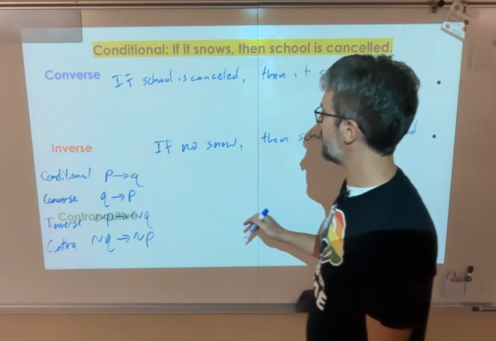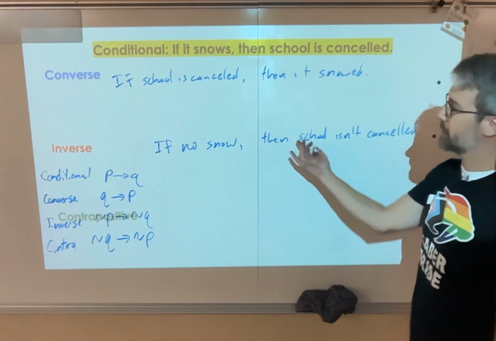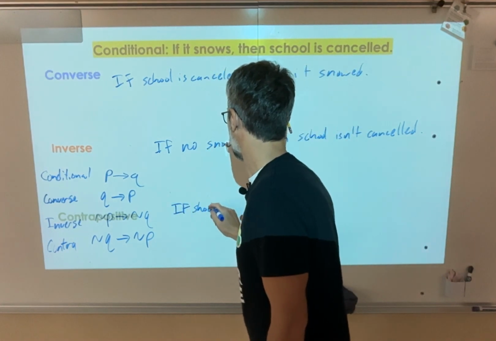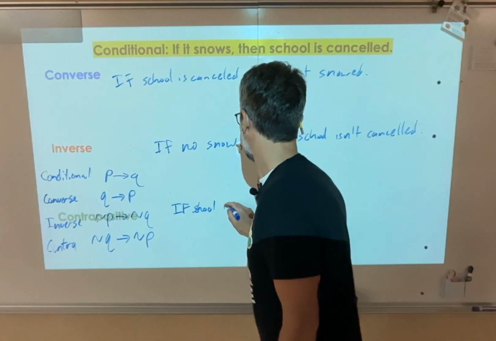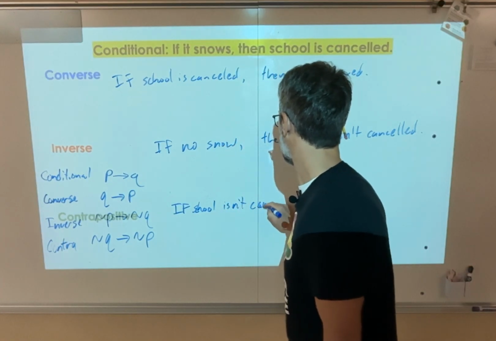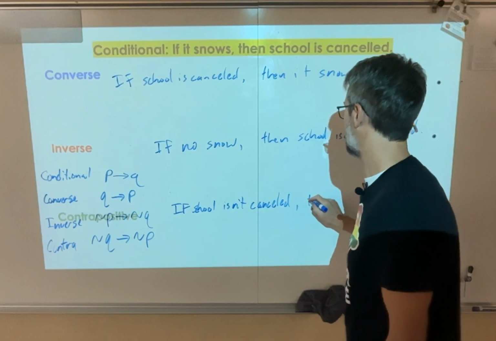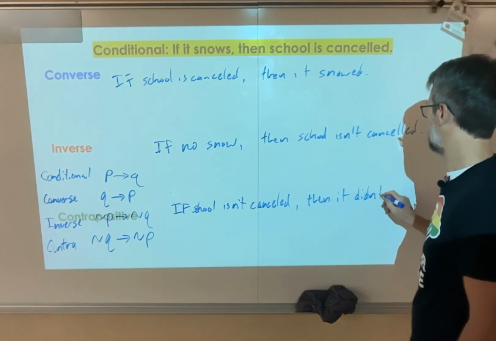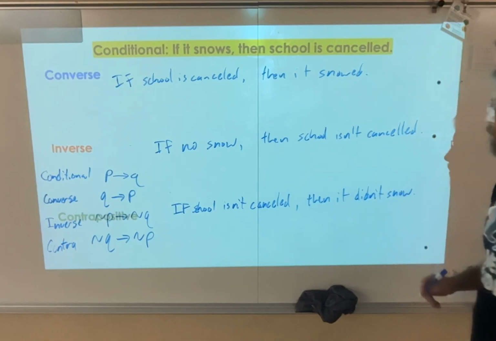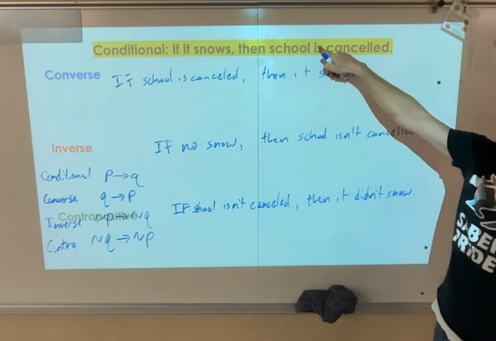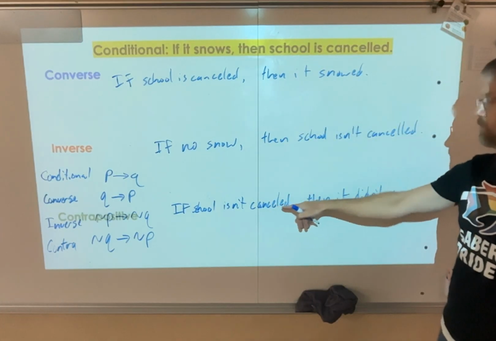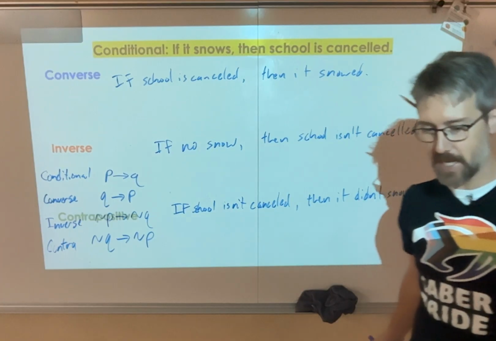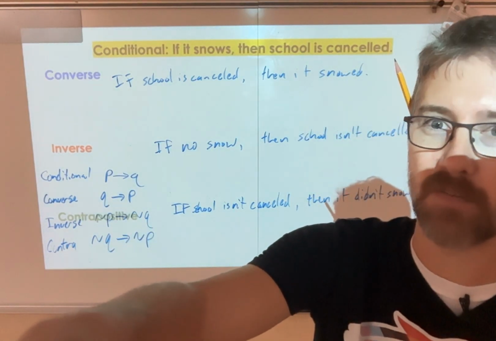And then our contrapositive, now we're going to keep it if not, and we're going to flip it. So if school isn't canceled, then it didn't snow. Well, if it is going to be canceled because of snow and it's not canceled, I think that means that it also didn't snow. There's a bunch of other stuff that didn't happen also. It didn't flood, it didn't start on fire, anything like that.